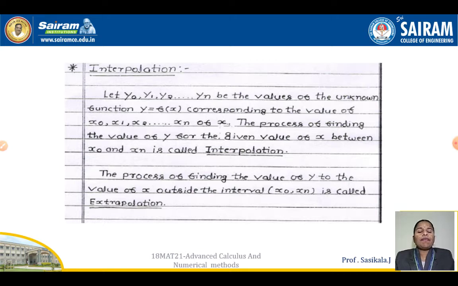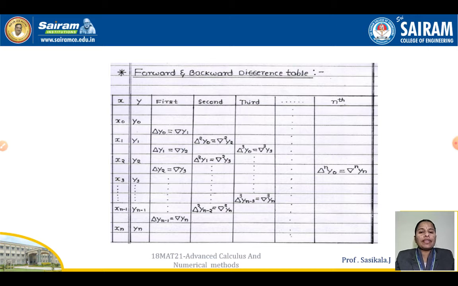In that we are supposed to use a difference table. First we will see how the difference table is defined. This is a general difference table, the forward and backward difference table. First you should write the x values and y values column-wise. We have a set of values of x and y. You start with the first x value, x0, x1, x2, up to xn. Similarly the y values will be y0, y1, y2, etc.